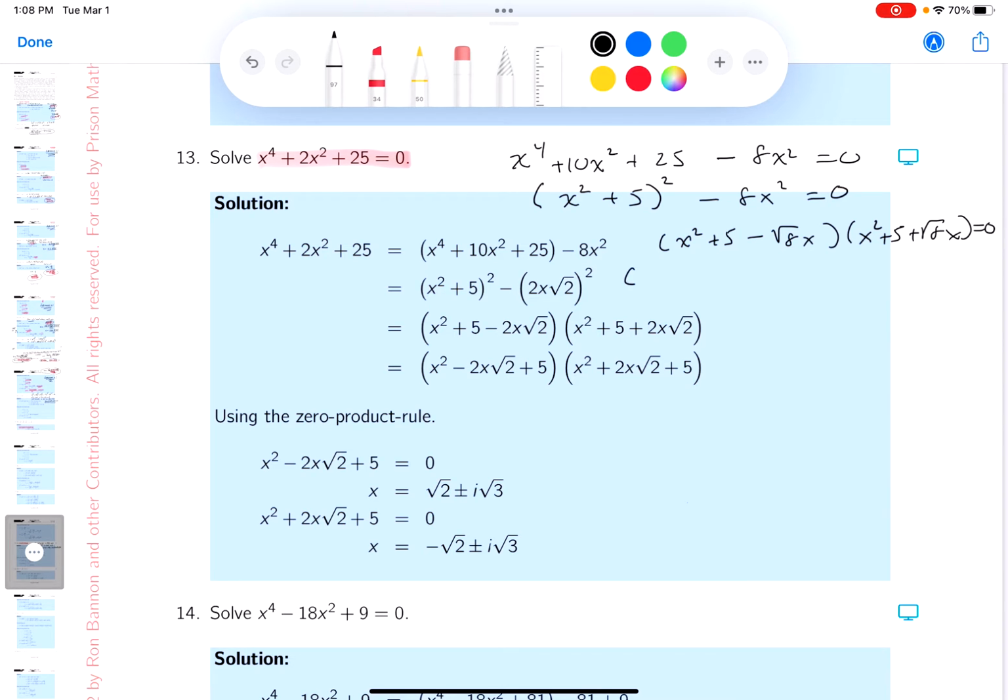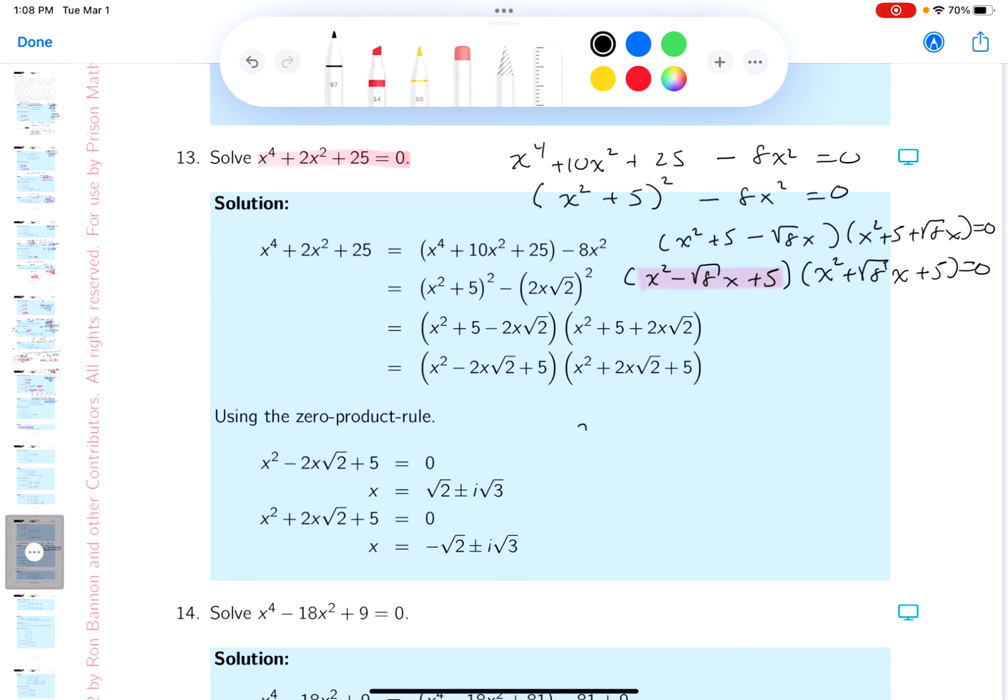I'm going to write them a little bit differently. I'm going to write it as x^2 minus the root of 8 x plus 5, and this one is going to be x^2 plus the root of 8 x plus 5 equals 0. I'm going to use a quadratic formula on those two, one at a time. I'll take this one first.